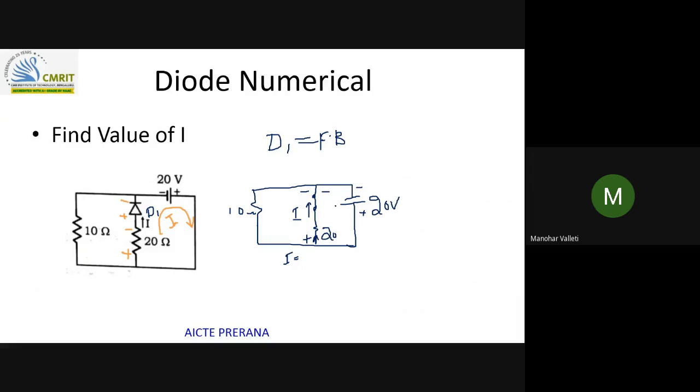I in this 20 ohm resistor here. Because see, this and this and these are parallel branches. The voltage at each, that is the 10 ohm and 20 ohm, will be the same, right? So I'm assuming that here the diode is ideal.